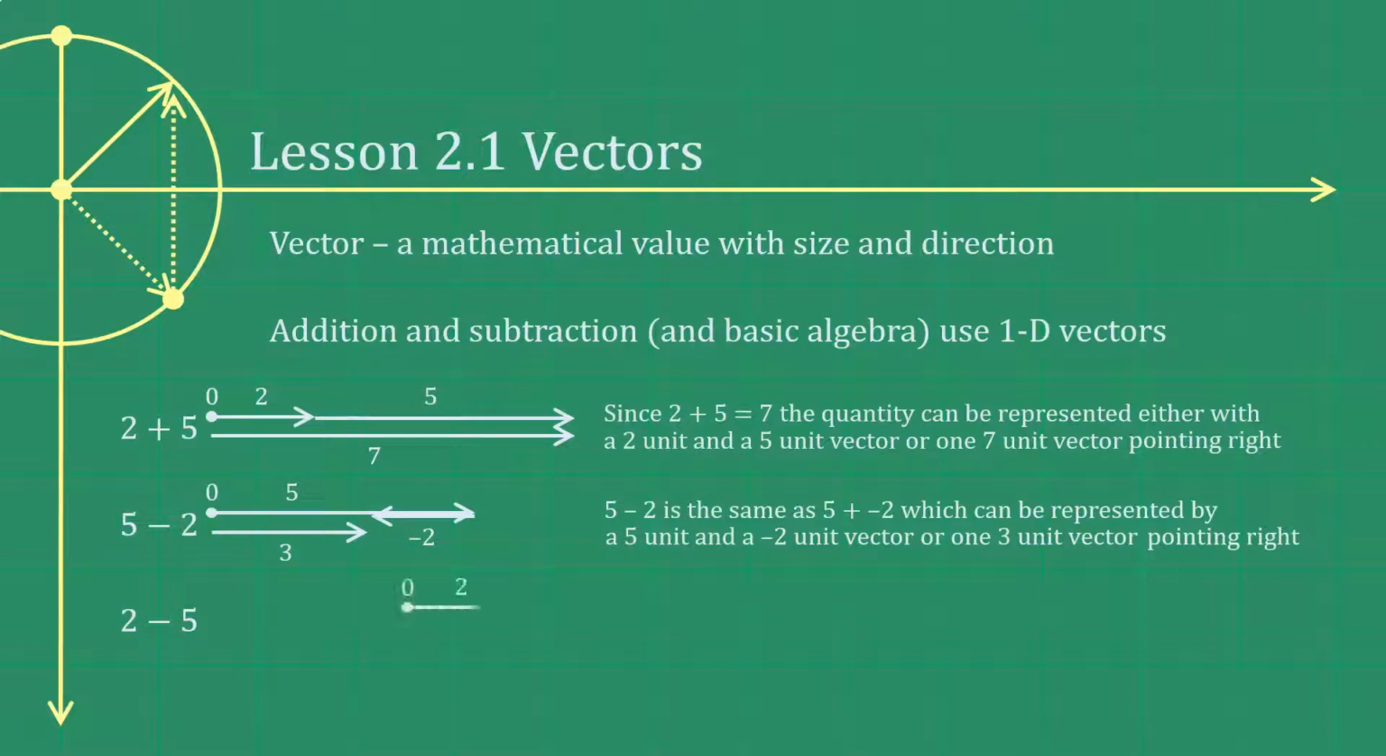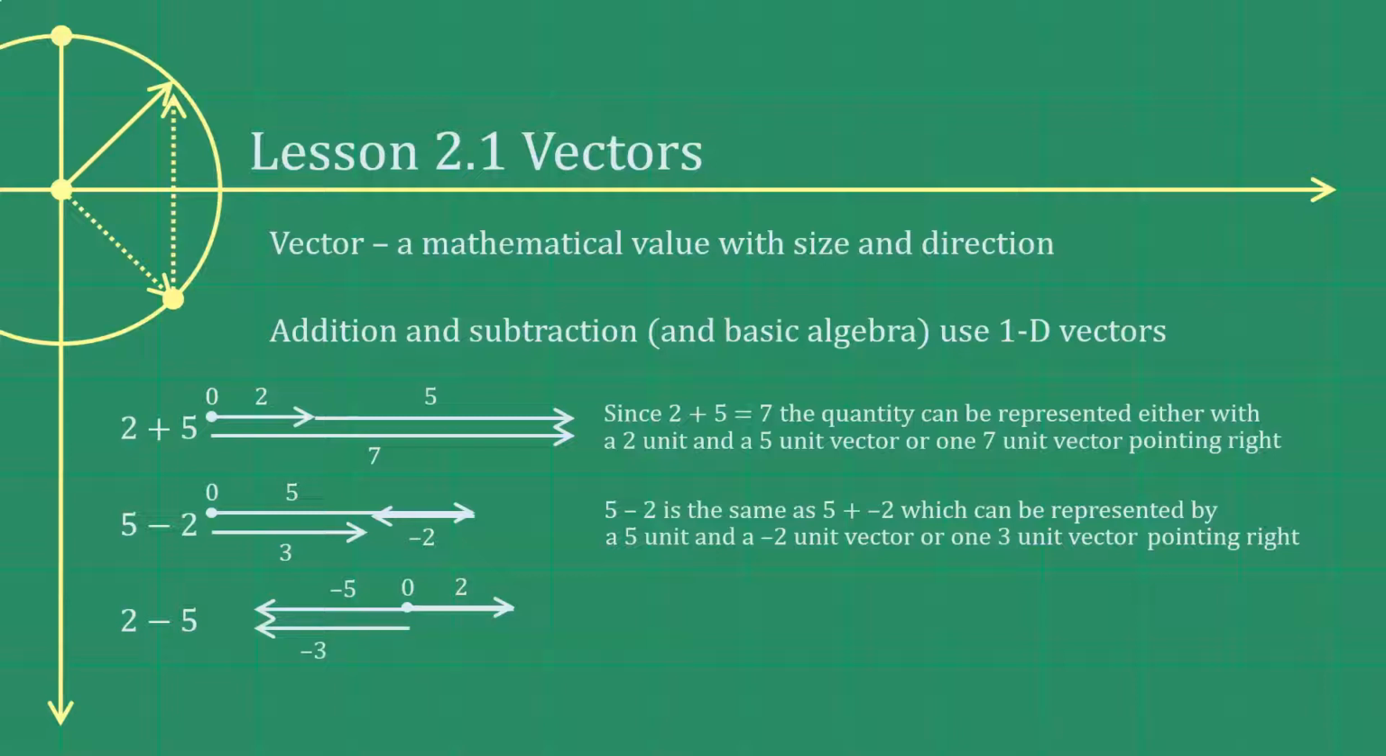So I'm going to start at my origin and draw my 2 vector. But now I have the negative 5 vector that I need to add to this. That's going to take me to the left of the origin. So my resulting sum vector is actually going to start at the origin and point to the left.